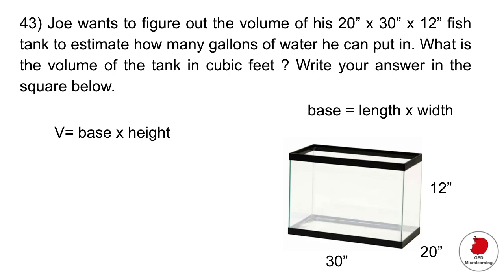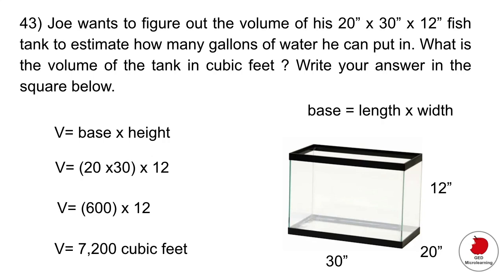All right, so if we look at the equation, basically they're telling us you've got this fish tank that I've represented there, which has those dimensions, right? So in order to figure out the volume of a rectangle, that's the formula, base multiplied by height. And the base is actually made up of 2 sides, the length and the width. Okay, so you would plug in the length and the width where the base is, and then you would multiply it by the height, which is 12 inches. And that ends up giving you 7,200 cubic feet for the volume.